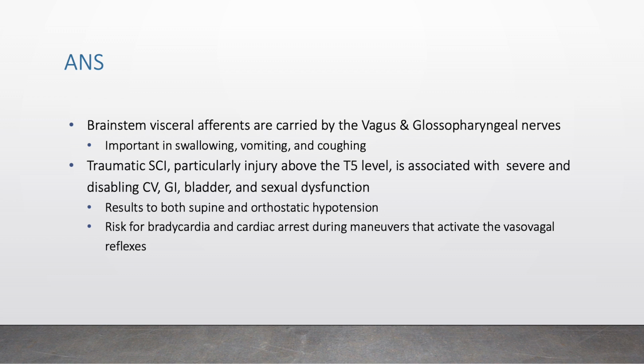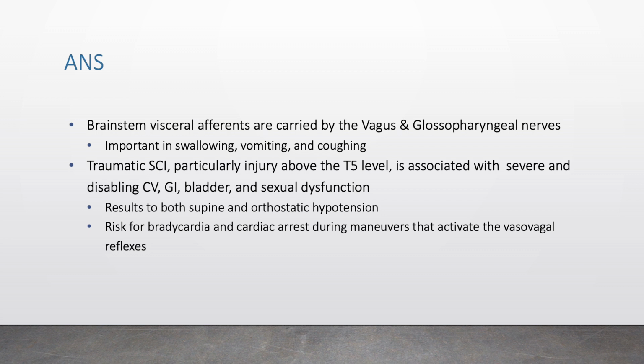Visceral afferents from internal organs are carried by the vagus and glossopharyngeal nerves. These nerves play essential roles in functions like swallowing, vomiting, and coughing, which are vital for maintaining airway protection and digestive responses.